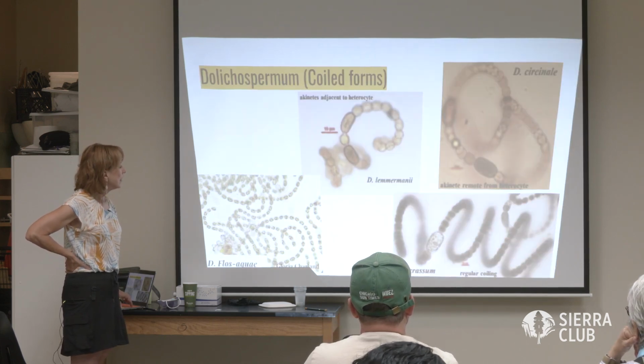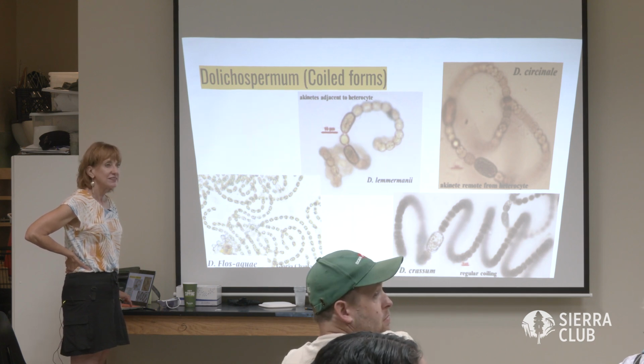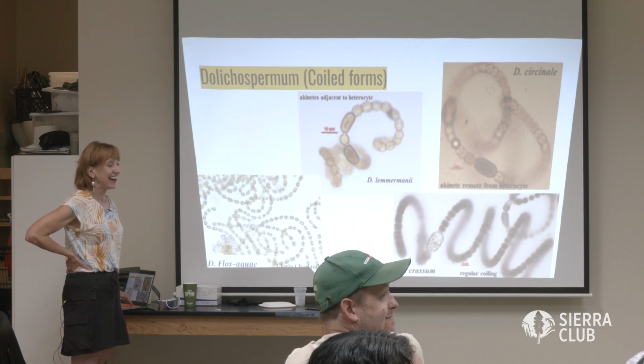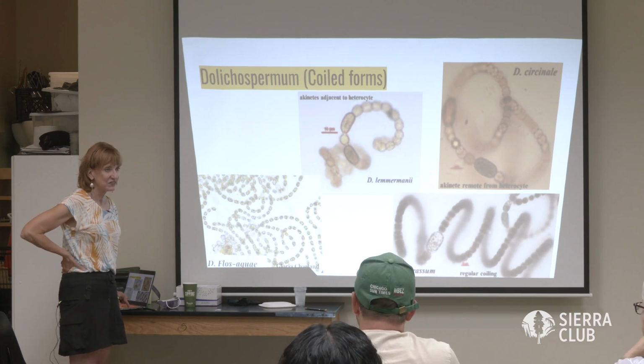A quick question for you, Gloria. In your picture of the Aphanizomenon, you had a spiral, just like the Dolichospermum. Well, as I mentioned, my lake tends to be a fruit salad.